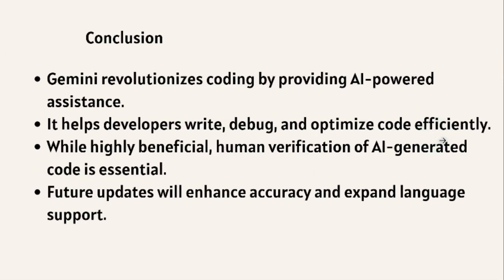Conclusion. To conclude, Gemini is transforming the way developers write and optimize code. It provides real-time coding assistance and debugging support, and it improves productivity and learning. While highlighting its benefits, it is important to verify AI-generated code to ensure accuracy. As AI evolves, Gemini will continue to improve, offering even better coding assistance in the future.